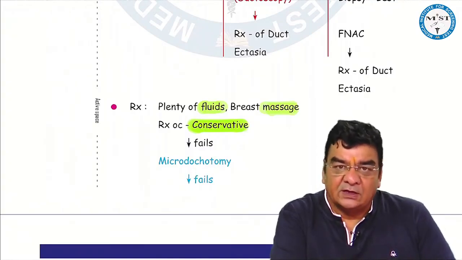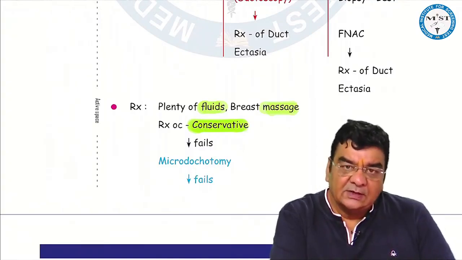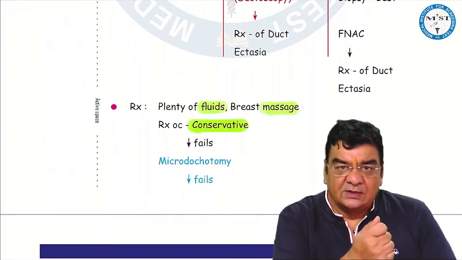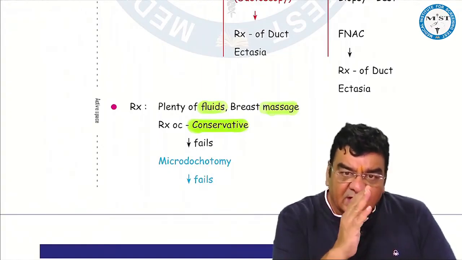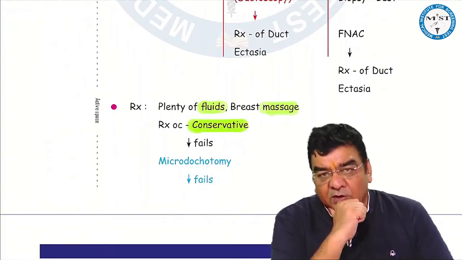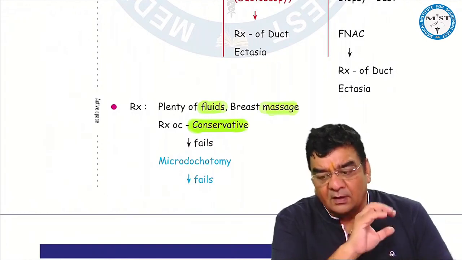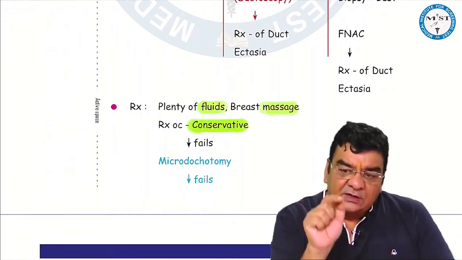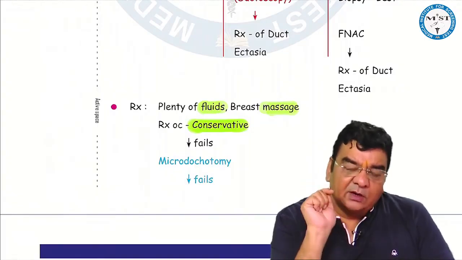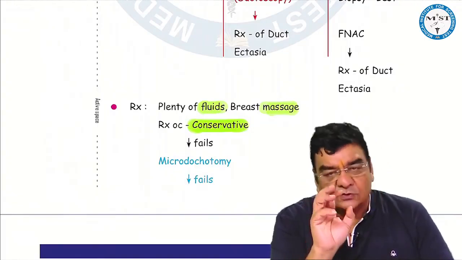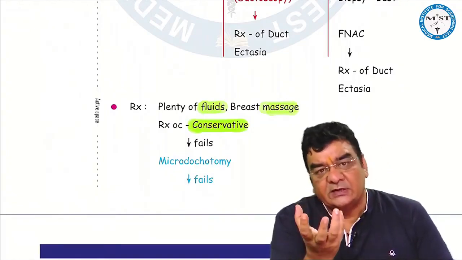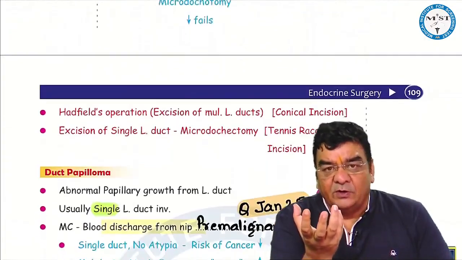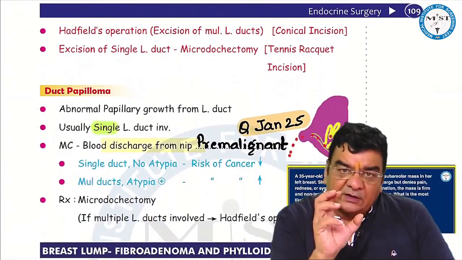So we encourage the lady to take plenty of fluids and advise breast massage. This will dilute the secretions and help in removing the blocked secretions. This is the treatment of choice. If this fails, then we can try doing a microdochotomy, and if this also fails, then we have to excise the lactiferous ducts, because duct ectasia involves multiple lactiferous ducts.